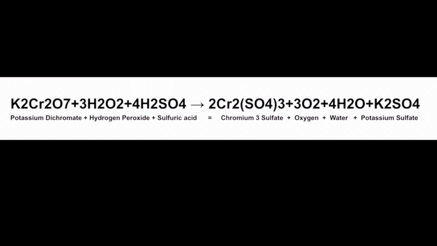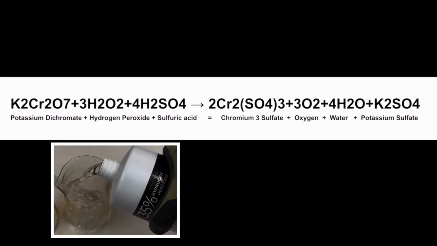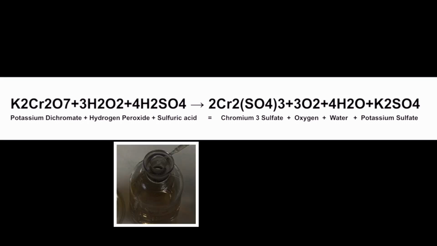Here's the balanced equation for this amazing redox reaction. We start with the reactants potassium dichromate, hydrogen peroxide, and sulfuric acid. We have 1 mole of potassium dichromate, that's the K2Cr2O7. We have 3 moles of hydrogen peroxide, that's the 3H2O2. And 4 moles of sulfuric acid, that's the 4H2SO4.